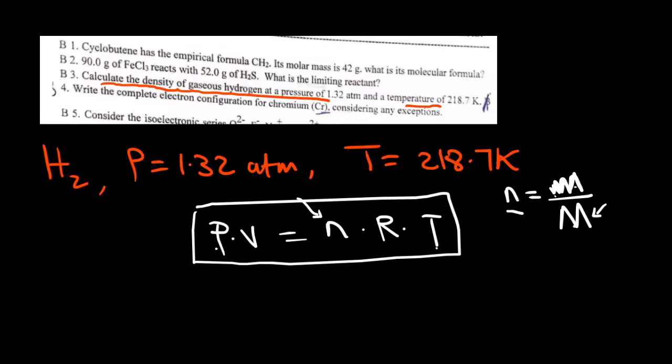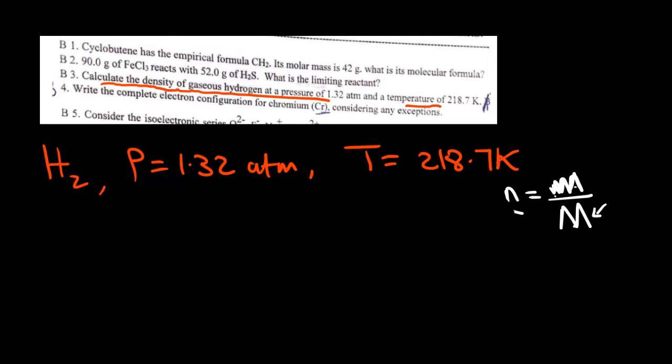So let's rewrite this formula. We have P multiplied by V is equal to n, where I'm putting mass over molar mass, then multiplied by R multiplied by T. So from this, what are we going to do?